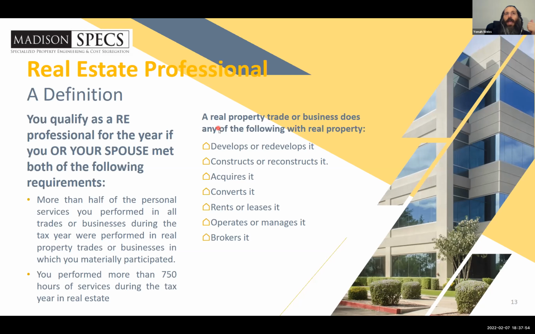So you have to be doing any of the following things: developing, redeveloping, constructing, reconstructing, acquiring, converting, renting, leasing, operating, managing, brokering real estate. So if you are doing any of these things, this qualifies you as a real estate professional. As I mentioned, you cannot have a full-time job, a W-2, and also qualify for this. However, your spouse can. And so this is a great strategy for many people, because, as I will describe now, is the time why this is the golden ticket.